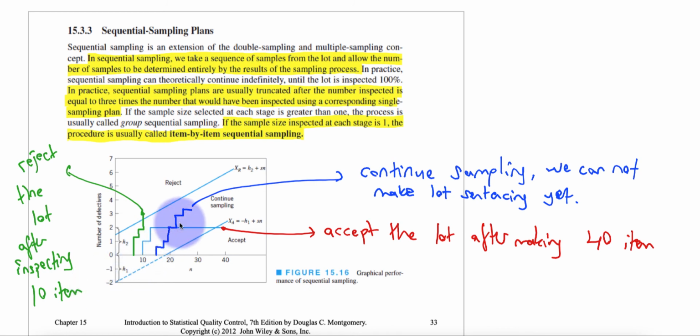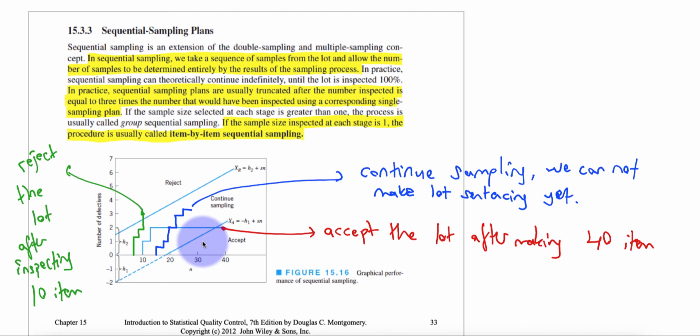If, when we draw the line by the sample number and the number of defectives, we stay within this interval, this region, we continue sampling. But if we exceed that line, we reject the lot immediately. Or if we fall below that line, we accept the lot immediately.